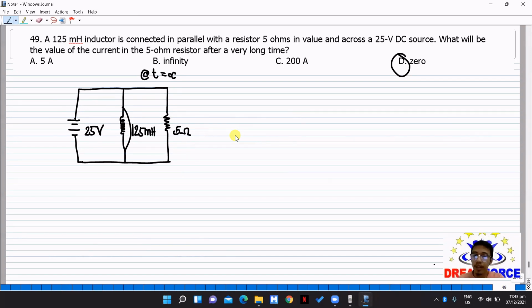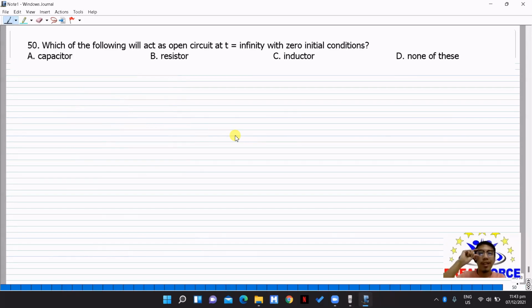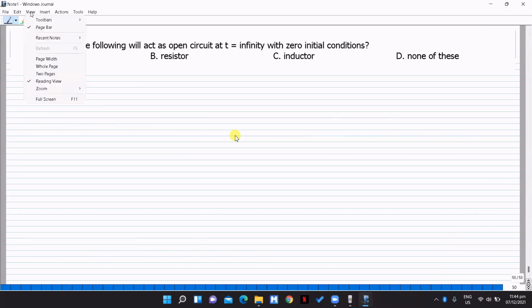And last number 50. Which of the following will act as an open circuit at t equals infinity? C, capacitor. Okay, so kindly count the number of correct answers. And ito yung mga solutions natin sa mga hindi nakaabot kanina. Okay, so palitin na lang natin para minsanan yung mas-screenshot ninyo.